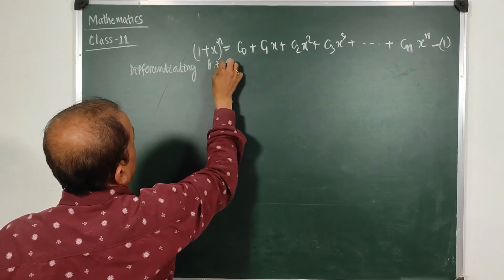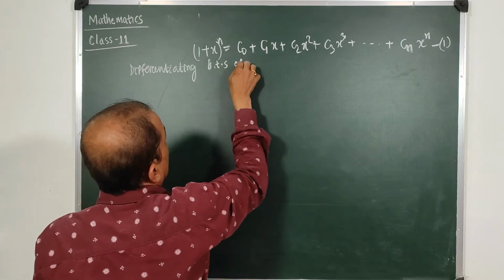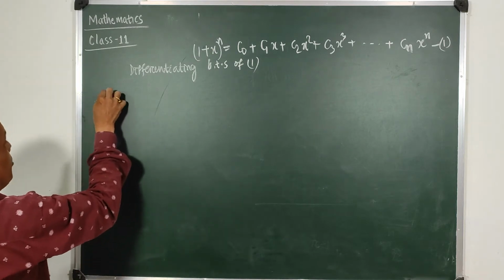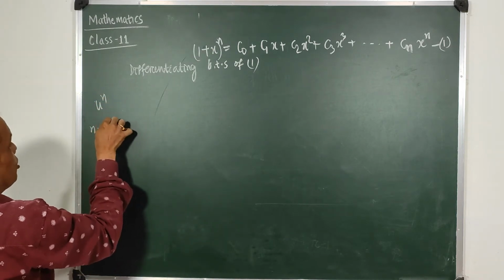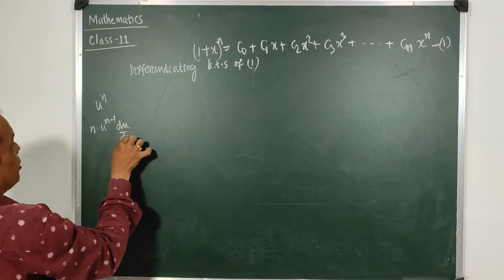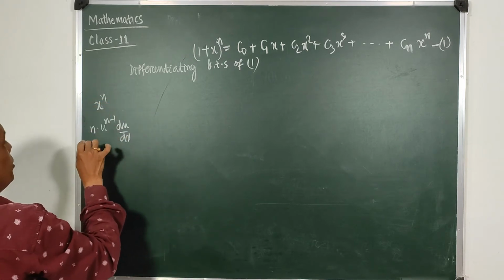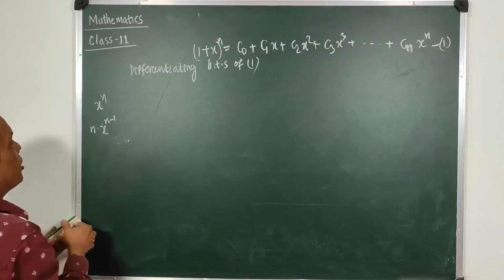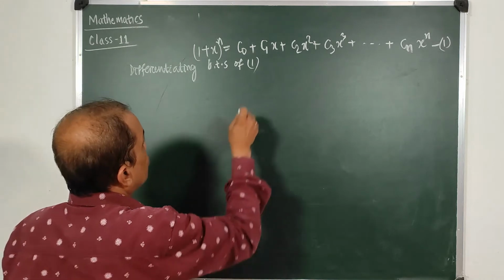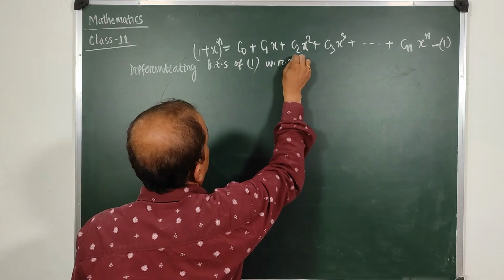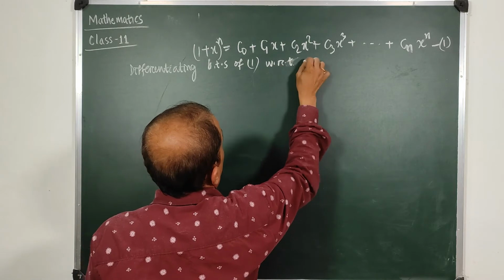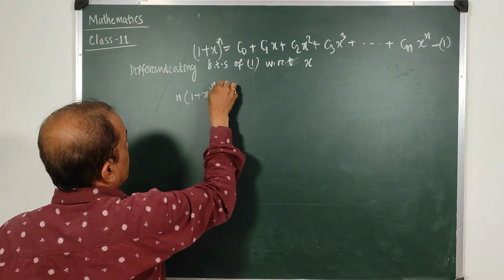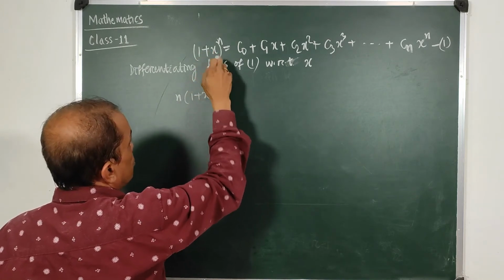both the sides of equation 1, what do we get? You know that the derivative of u^n is n u^(n-1) du/dx, and if it is x^n, then it will be n x^(n-1). So I am differentiating both the sides of 1 with respect to x. So I will get n(1 + x)^(n-1), and the derivative of 1 is 0, x is 1, so 1.